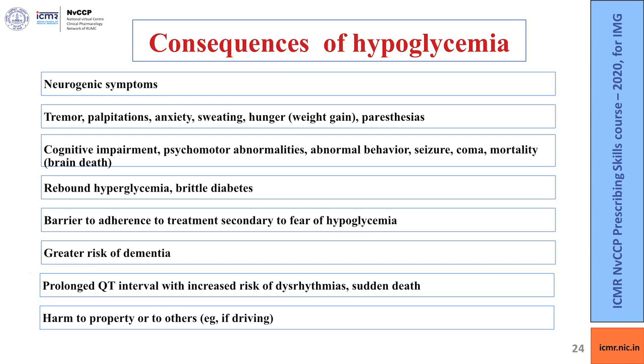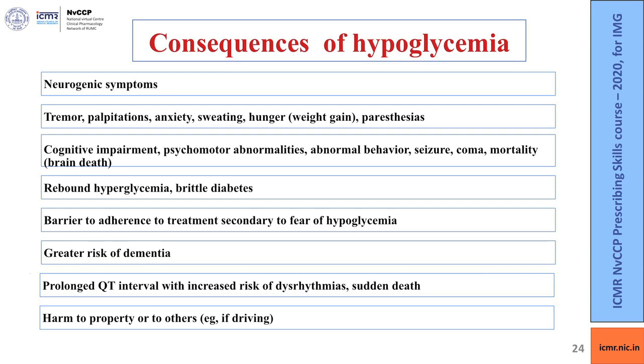Recurrent or severe hypoglycemia is known to cause cognitive impairment, psychomotor abnormalities, abnormal behavior, seizures, coma and sometimes brain death. Hypoglycemia also results in rebound hyperglycemia and an inadequate control of diabetes known as brittle diabetes. Since the symptoms of hypoglycemia are very unpleasant, it is also a barrier to adherence to treatment secondary to fear of hypoglycemia. Patients are at a greater risk of dementia.